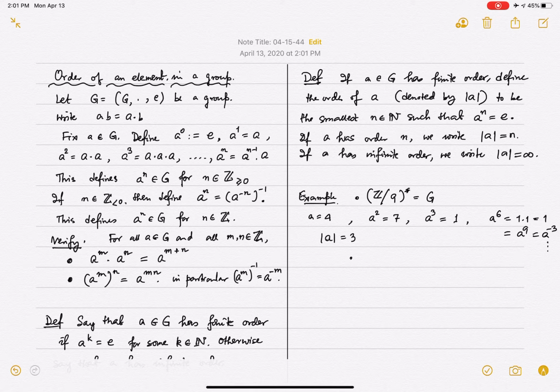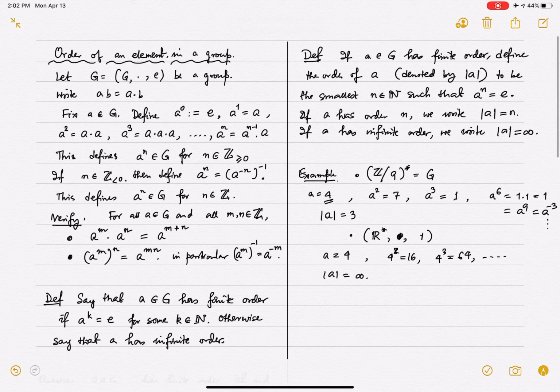On the other hand, if you take the multiplicative group of real numbers with multiplication and 1, and you again take the same element, then when you take its power, it just goes 16, 64, and keeps growing. It never comes back to identity. These are all distinct. So this guy has infinite order. There is some abuse of notation. This 4 is not that 4. This 4 is the 4 in Z mod 9 star. It's really 4 mod 9. But you know what I mean.